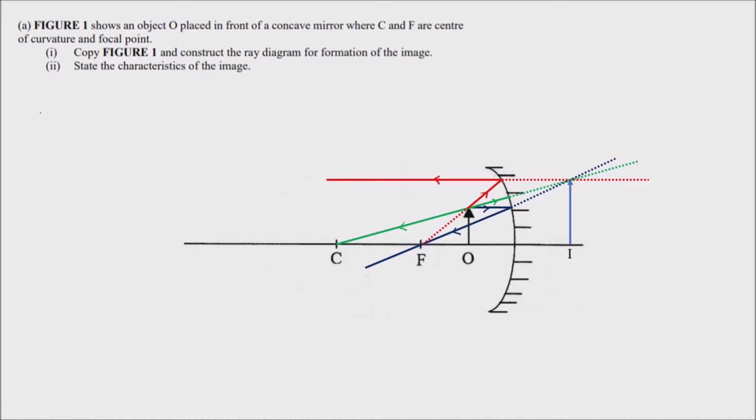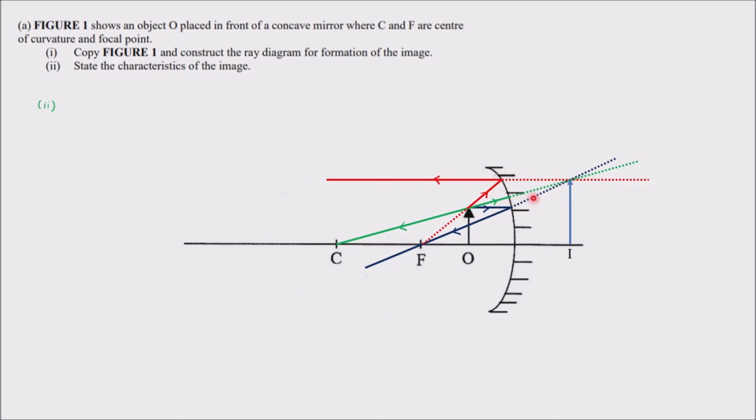So the first one is state the characteristics of the image. The first one will be whether it is real or virtual. Well, the point of intersection, it's caused by three lines that are dotted lines. So these are not the actual rays. It's just that if you place your eyes around here, you see that the reflected rays, you can think of it as all originating from this point over here. Okay, this is just a projection backwards.